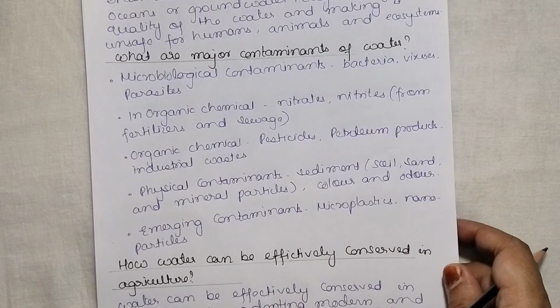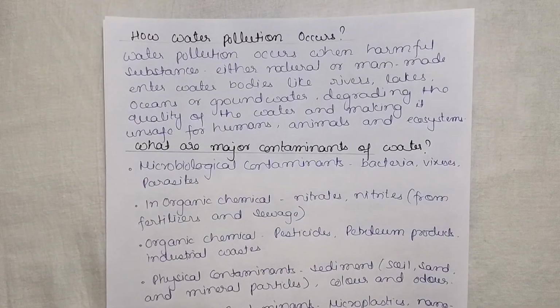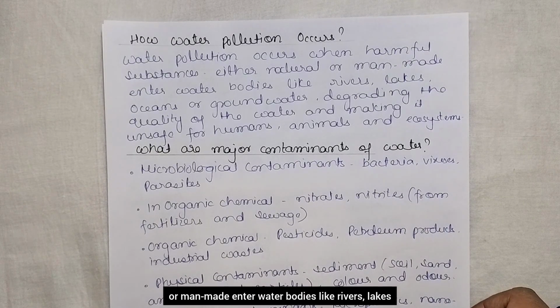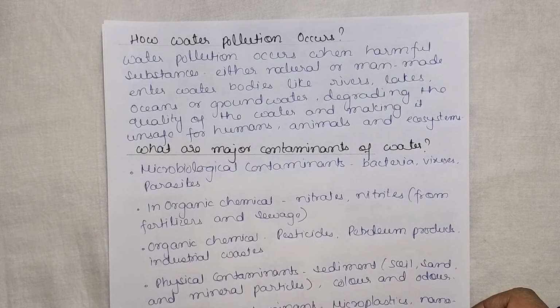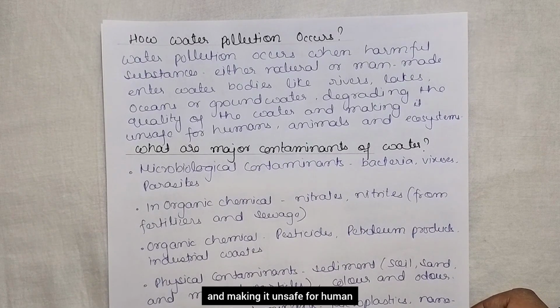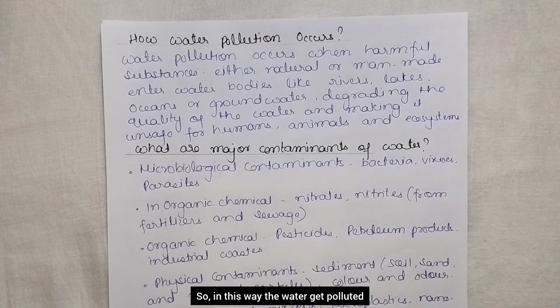Next, how water pollution occurs. Water pollution occurs when harmful substances, either natural or man-made, enter water bodies like rivers, lakes, oceans or groundwater, degrading the quality of the water and making it unsafe for humans, animals and ecosystems, right? So in this way the water gets polluted.